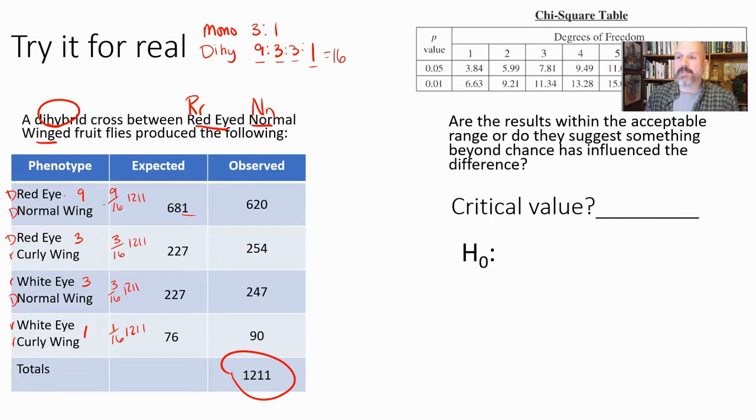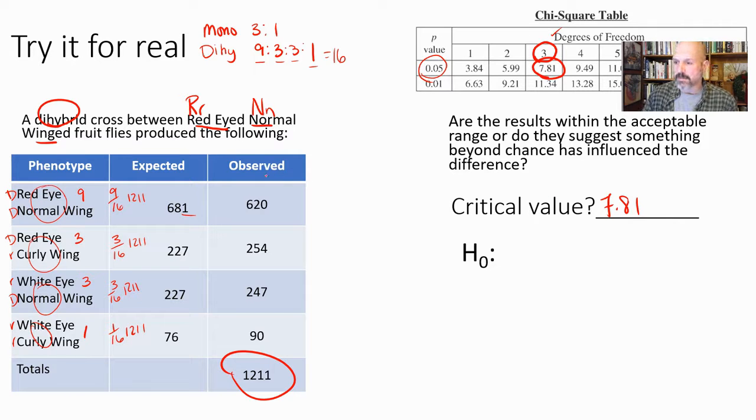The last thing I have to do before I start calculating anything is, over on the right-hand side, figure out what we're dealing with. I always like to do my degrees of freedom first. I have 1 group, 2 groups, 3 groups, 4 groups. N minus 1 is 3, right? My 4 groups minus 1 is 3. And we're going to use the 0.05. That means my critical value is 7.81. I'm going to write that in right here.